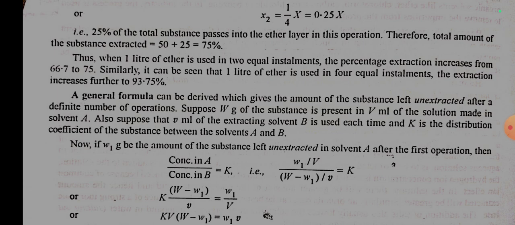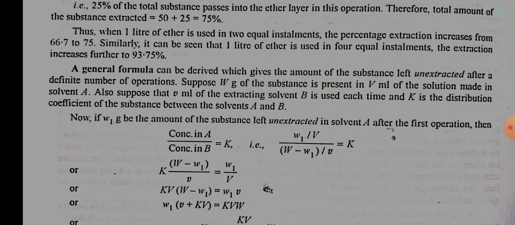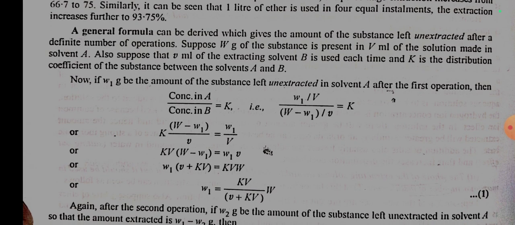Thus, when 1 liter of ether is used in 2 equal installments, the percentage extraction increases from 66.7 to 75. Similarly, it can be seen that if 1 liter of ether is used in 4 equal installments, the extraction increases further to 93.75. A general formula can be derived which gives the amount of the substance left unextracted after a definite number of operations.